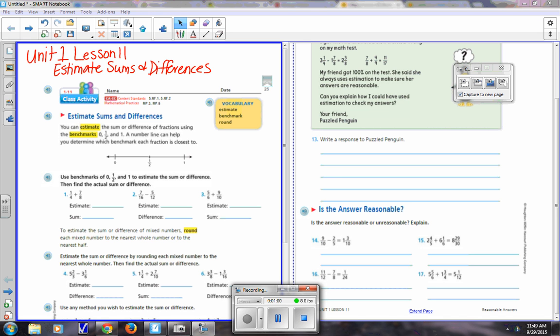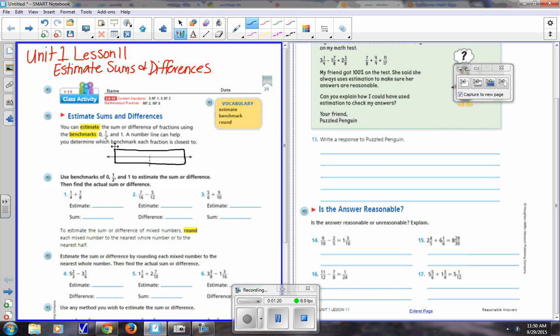So there's a couple of different ways to do this. You can use your benchmarks, things that you know, as a basis for your estimating. In other words, you see this line here. This right here is a whole. Are you with me? No matter which way you divide it up, no matter which way you break it up, it's still a whole. So looking at this one right here, 1/4 plus 7/8.